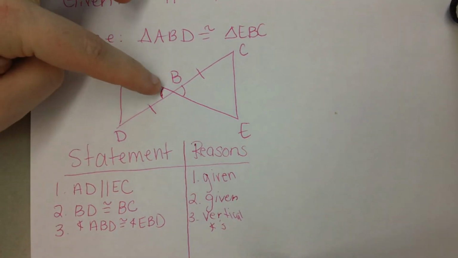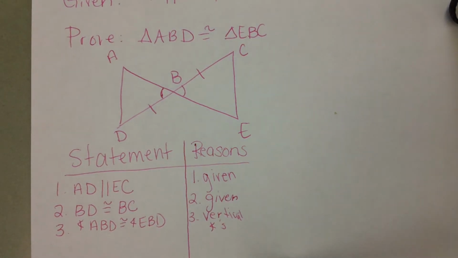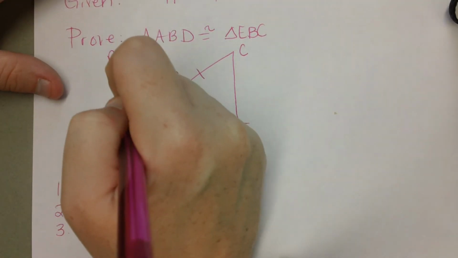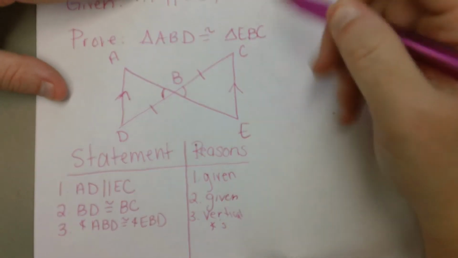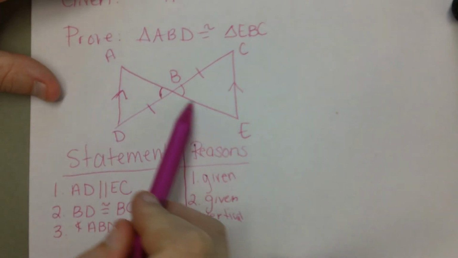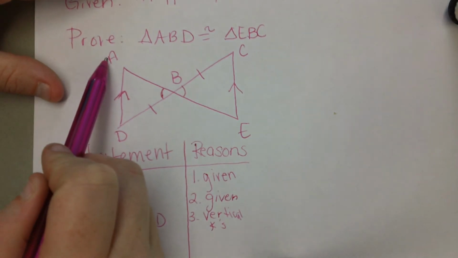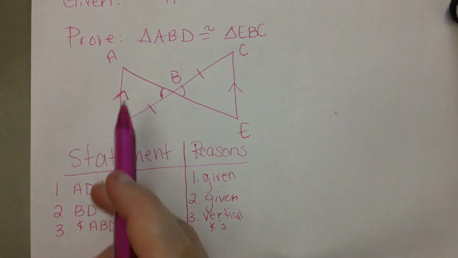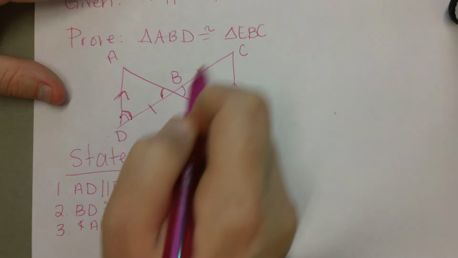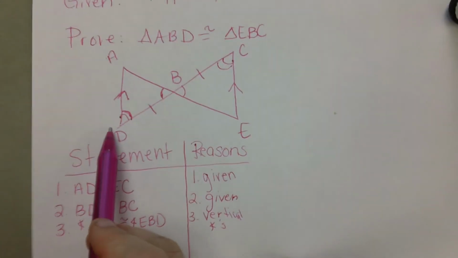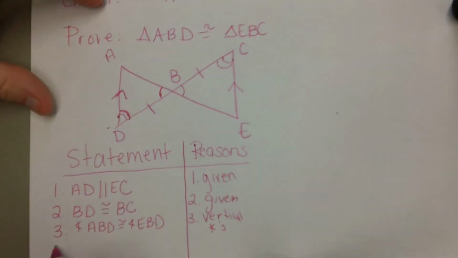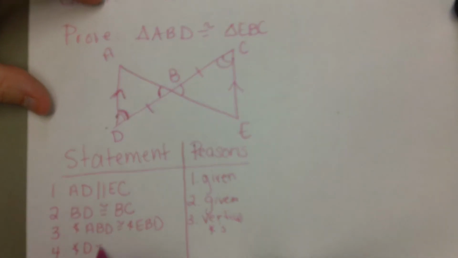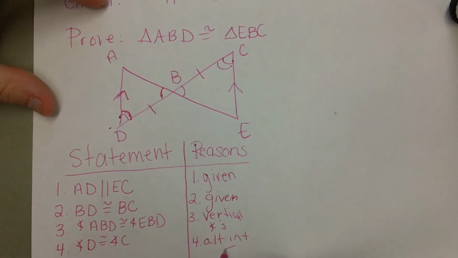Right now I have a side and I have an angle, so I need to find a third part. But the very important thing that we're missing is that AD is parallel to EC. So here I can draw in my arrows to show that they're parallel. Now, since I have these parallel lines, I have this transversal right here, so I can say that alternate interior angles are congruent. So on step 4, I have angle D is congruent to angle C because of alternate interior angles.